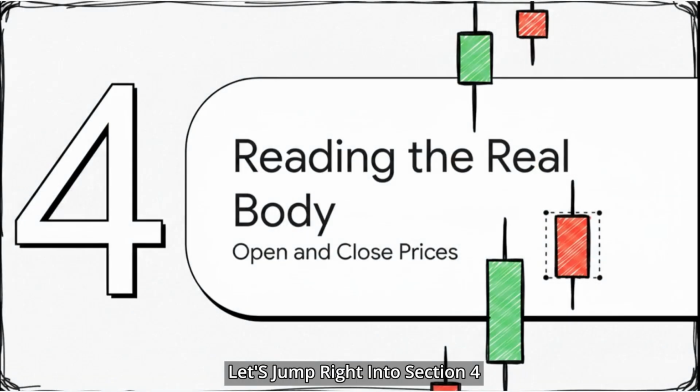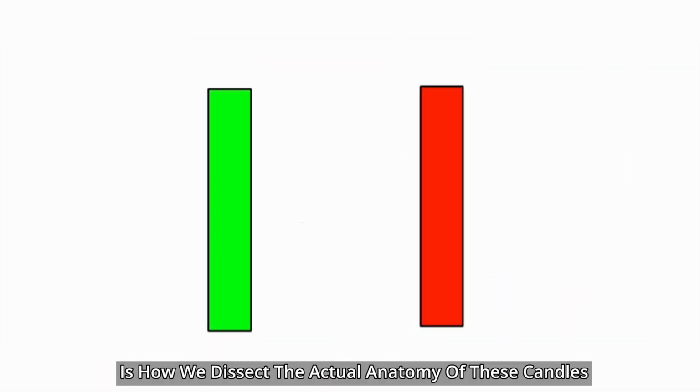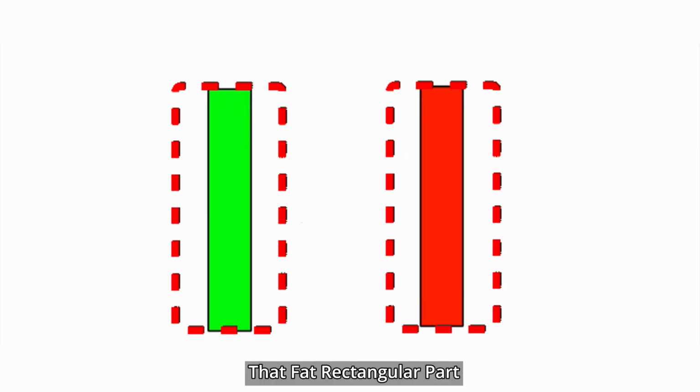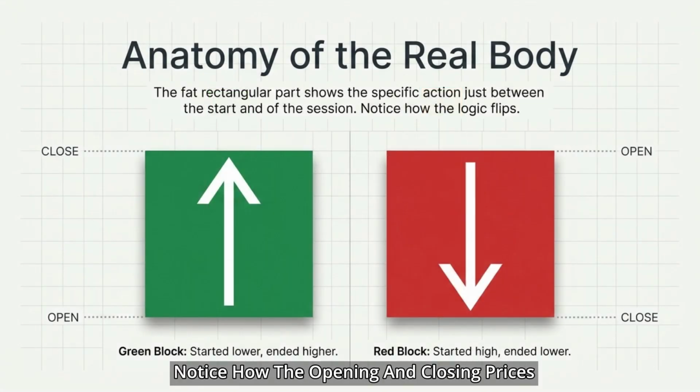Let's jump right into Section 4, reading the real body, where we look at open and close prices. Now, what's really interesting about this concept is how we dissect the actual anatomy of these candles. That fat rectangular part, that's called the real body, and how you interpret it depends entirely on the type of candle. Notice how the opening and closing prices literally flip depending on the color.